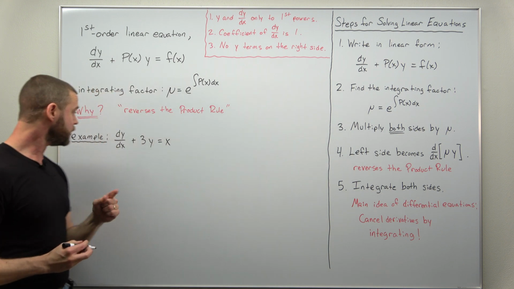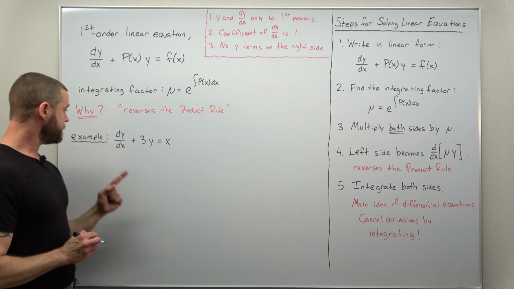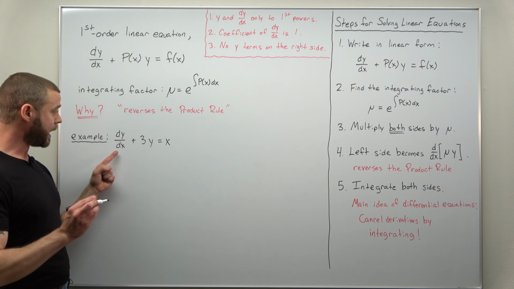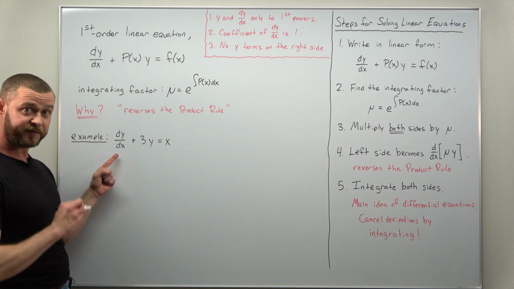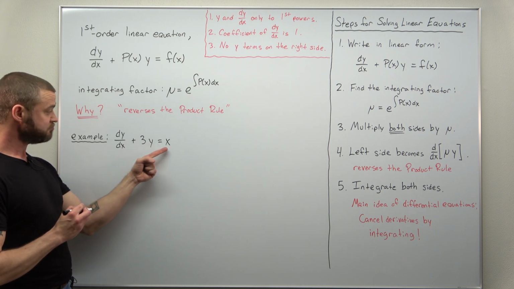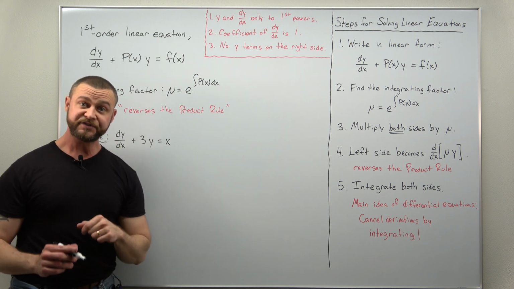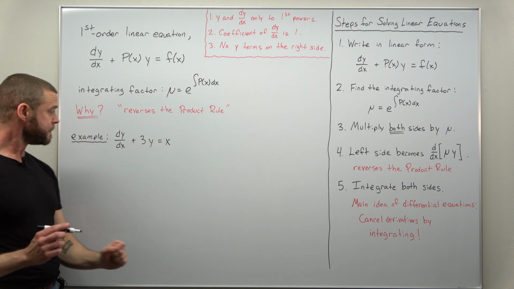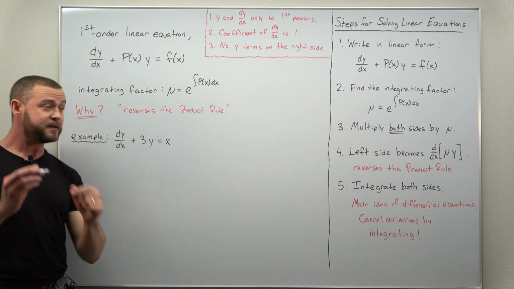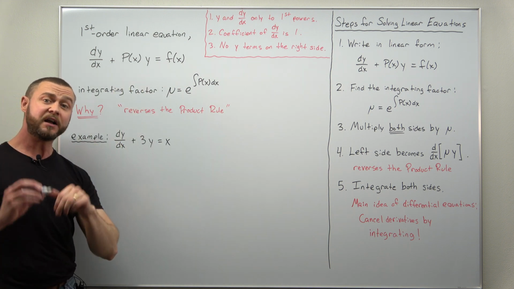All right, so first notice your differential equation is in linear form. You have the derivative of y with respect to x. There's a coefficient of 1 in front of it, plus something times y, and then you only have x's on the right side. So this is in linear form, and we can identify p of x, the quantity multiplying y, which here is the constant 3.